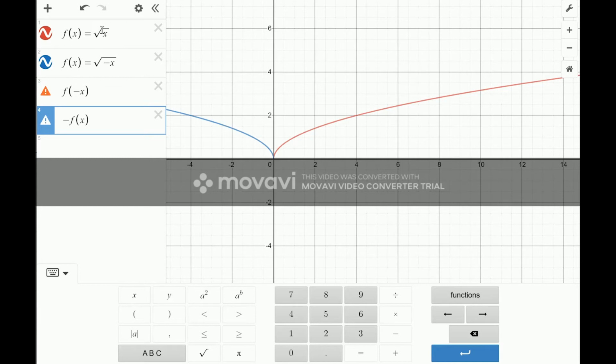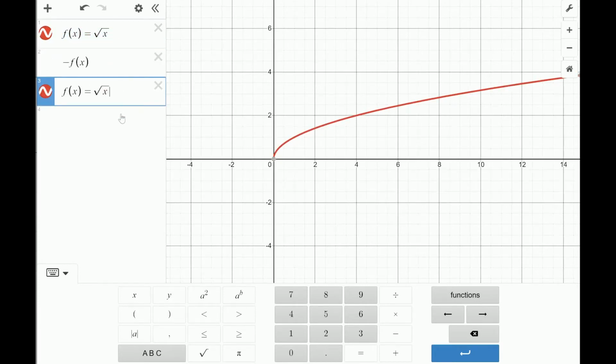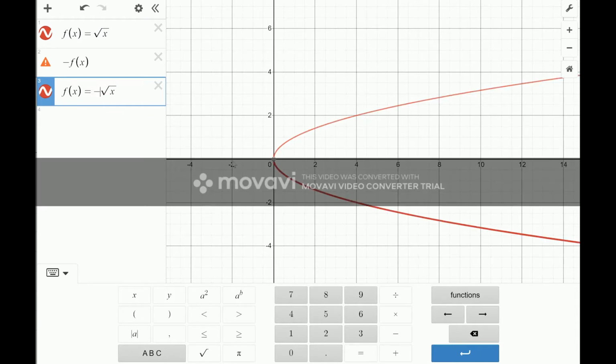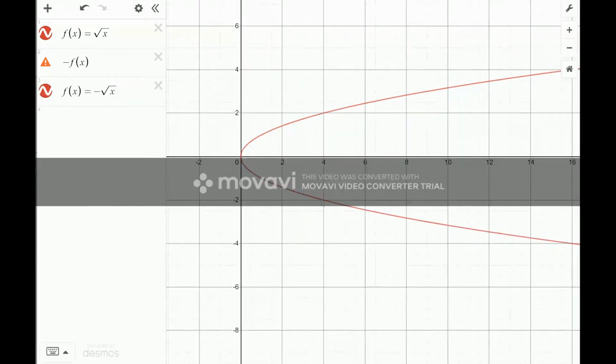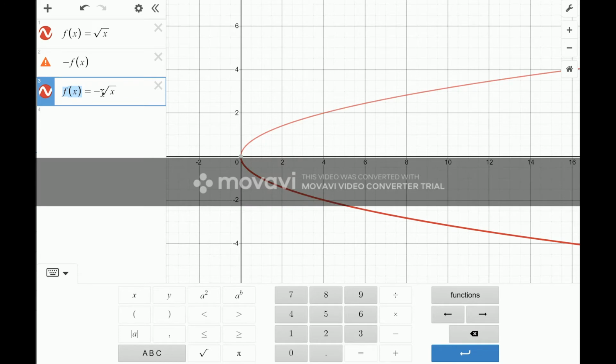So if f of x is originally this, then we take that graph and we plug it in, and then we apply the negative sign to the entirety of radical x, and we see that now the graph reflects over the x-axis here. So when the f of x is all affected by the negative, or you could say the negative's on the outside, then it reflects over the x-axis.